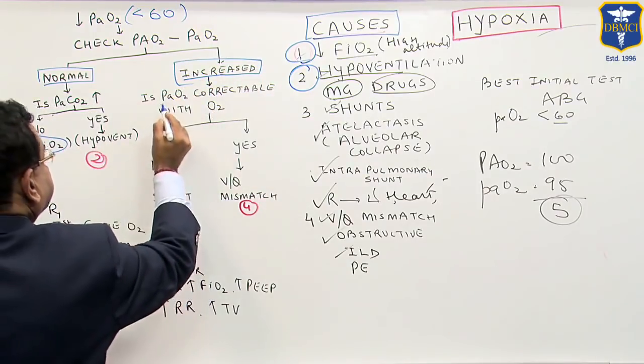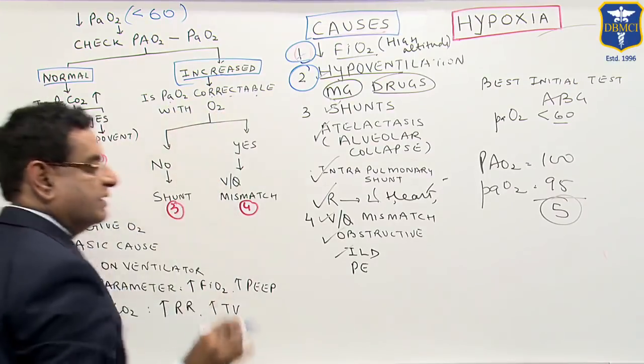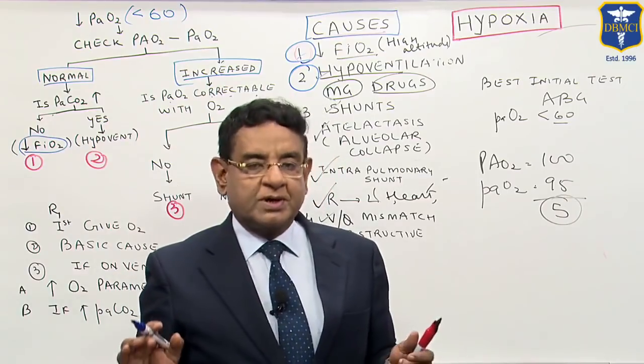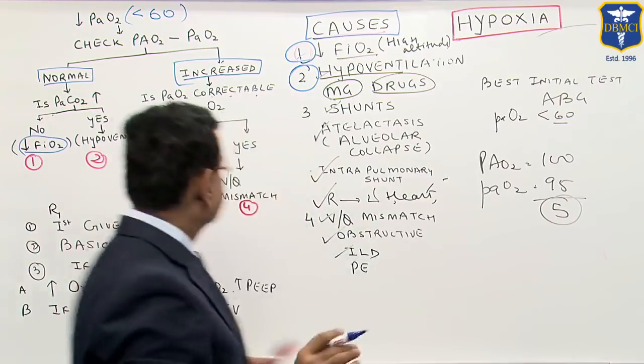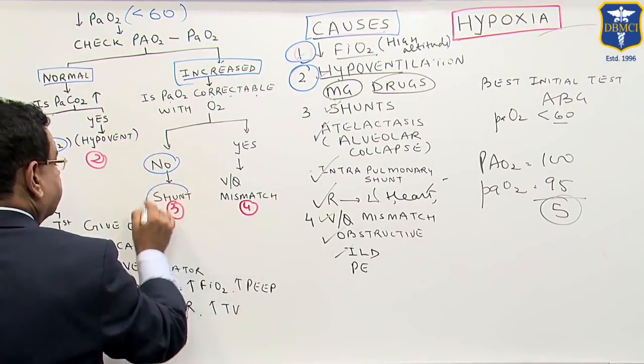And if this gradient is increased, then is this hypoxia correctable with oxygen? That means you give oxygen from outside. Can you correct this hypoxia? No, then it is a shunt.